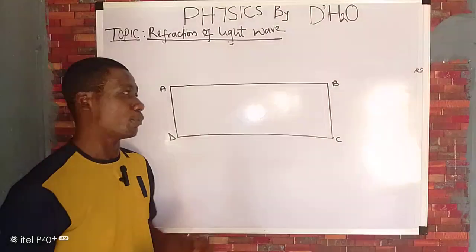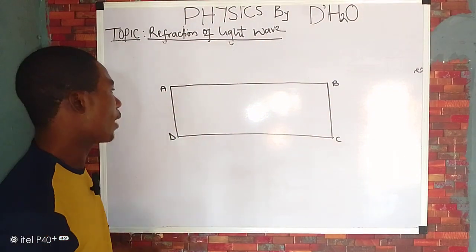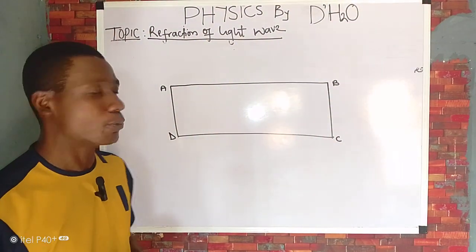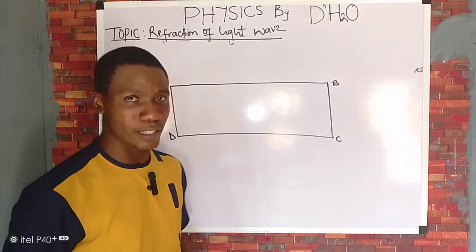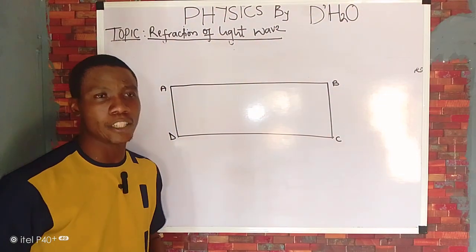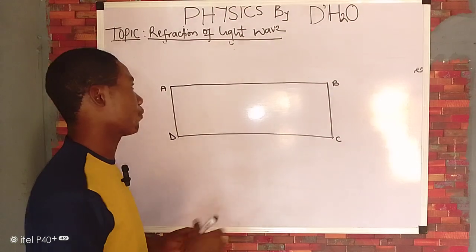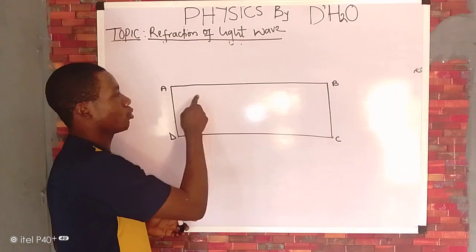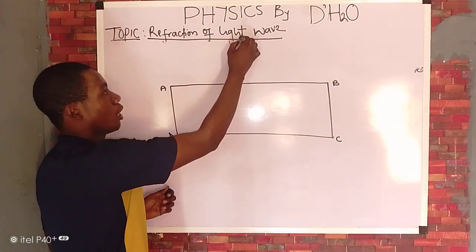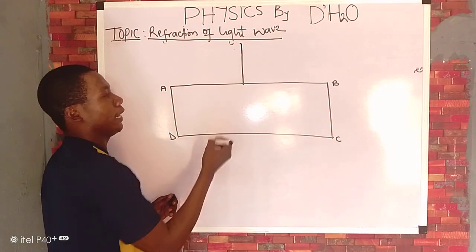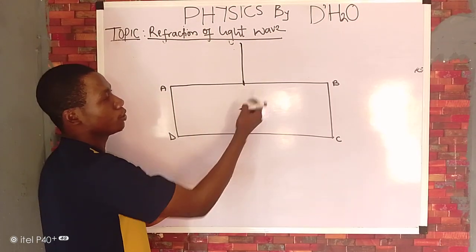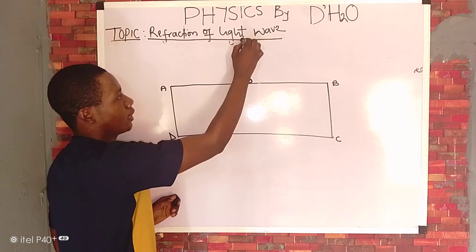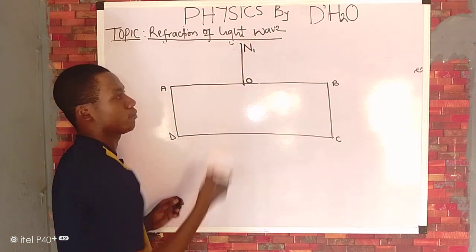This is your rectangular glass prism that you have in your school laboratory. We are going to be looking at the refraction of light wave in a rectangular glass prism such as the one that you are seeing right now. Now don't forget, in the construction of your ray diagram, you must first of all draw your normal. Your normal is a line that is drawn perpendicular to any surface. So I'm going to draw our normal here, okay? And the point where the normal meets the glass, I will label it as O. So let's call this normal N1.